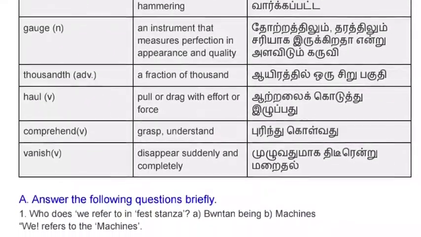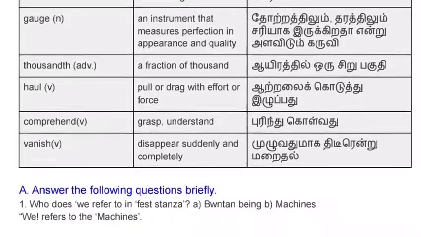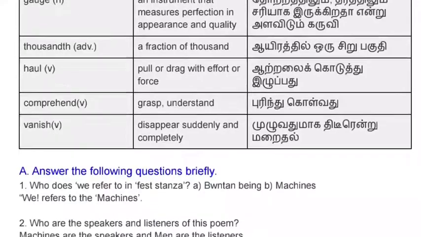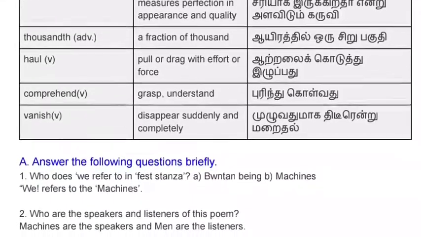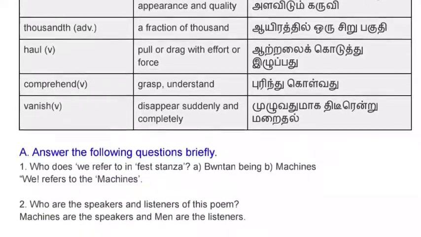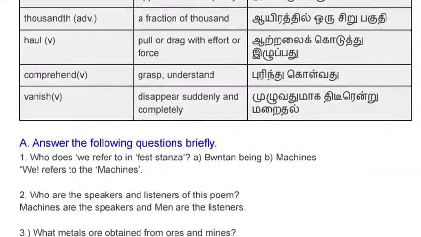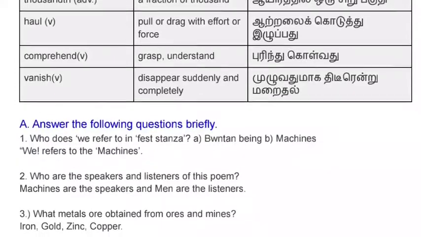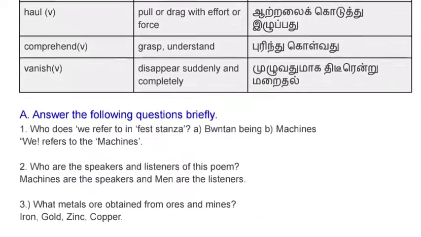A. Answer the following questions briefly. 1. Who does 'we' refer to in the first stanza? A. Boughton Bean. B. Machines. We refers to the machines. 2. Who are the speakers and listeners of this poem? Machines are the speakers and men are the listeners.